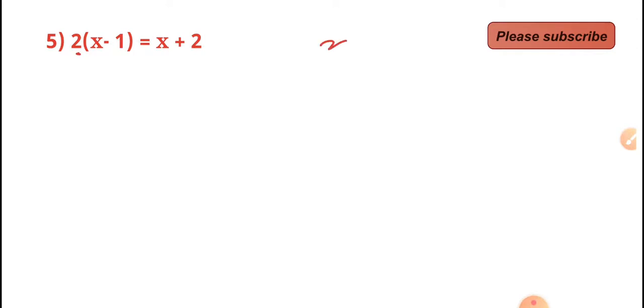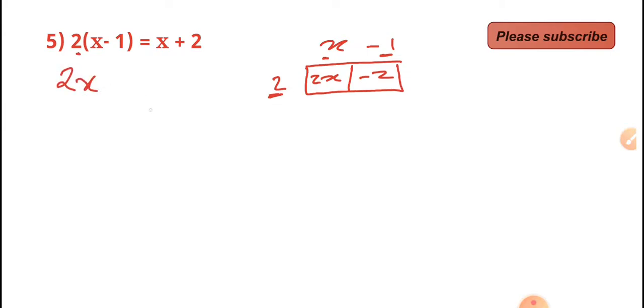So if we use the grid method, x minus 1, and then draw the grid, and the 2 goes there. So the 2 times the x is 2x, and then the 2 times minus 1 is minus 2. So the left hand side, when you expand it, you get 2x minus 2 is equal to x plus 2. So as usual, which side has more x's? I can see the left hand side of the equal sign has more x's. That means I'll have to collect all the x's to the left hand side and get rid of this x on its own on the right hand side.